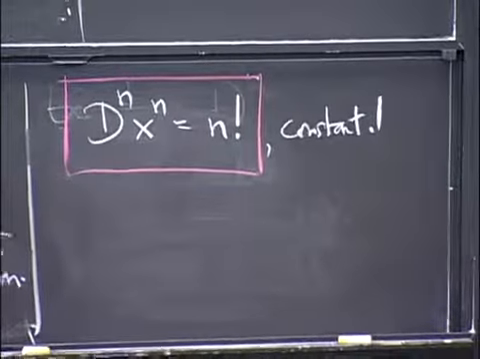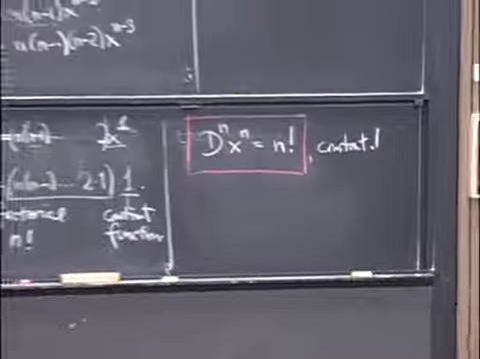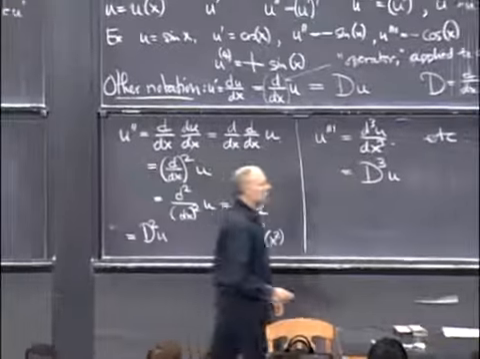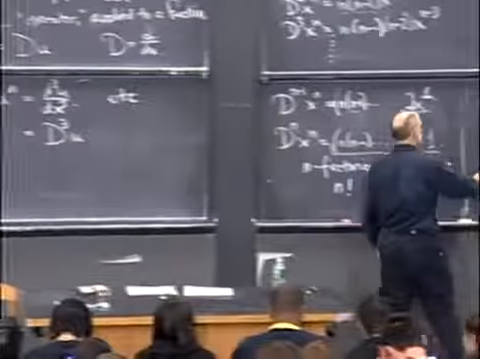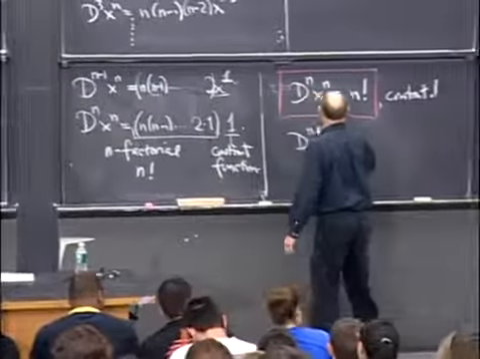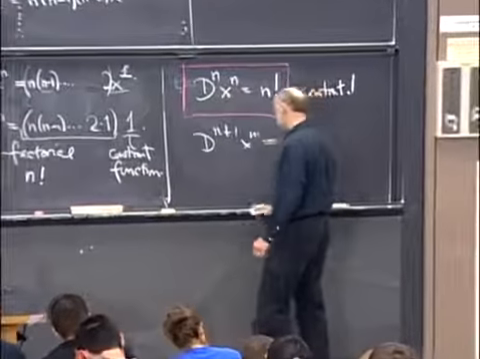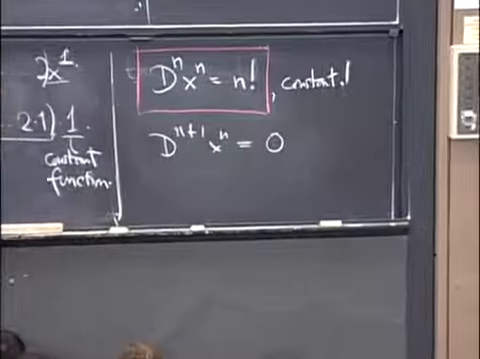Final question for the lecture is, what's D to the n plus 1 applied to x to the n? Ha, excellent. It's the derivative of a constant, so it's 0. Okay, thank you.